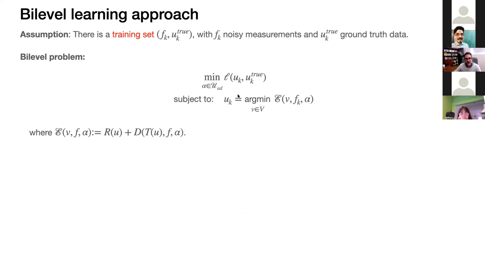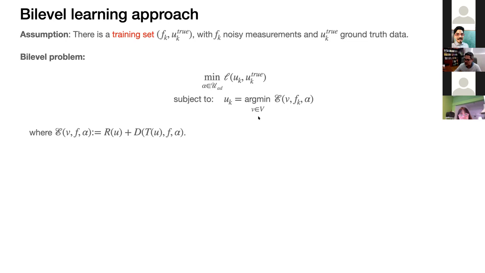The bi-level problem consists in minimizing some loss function that compares the ground truth solution to the solution that you get from the variational problem that you have as a constraint. This variational problem is the minimization of the energy that we saw before. So, in principle, you have one optimization problem in the lower level, as a constraint, and one in the upper level.